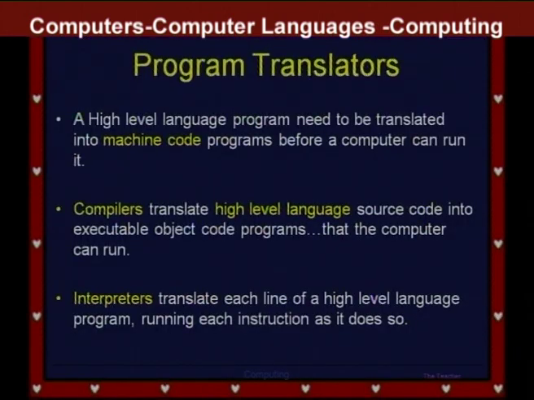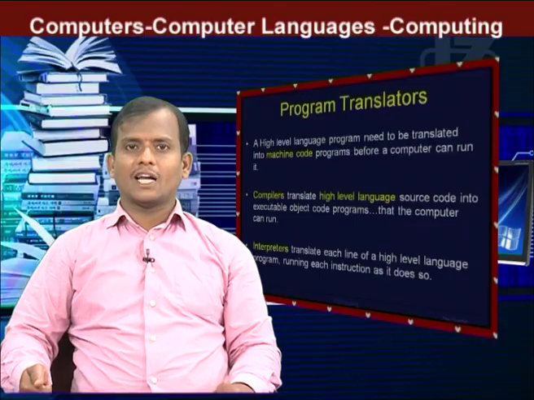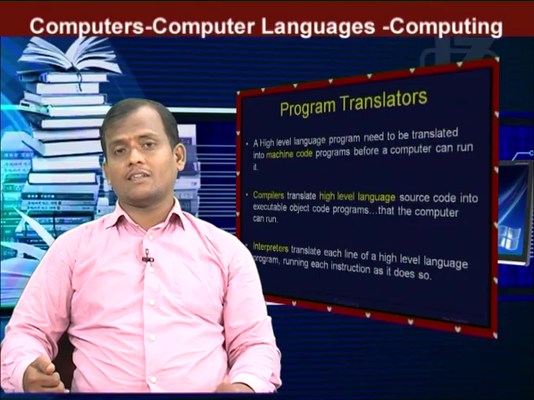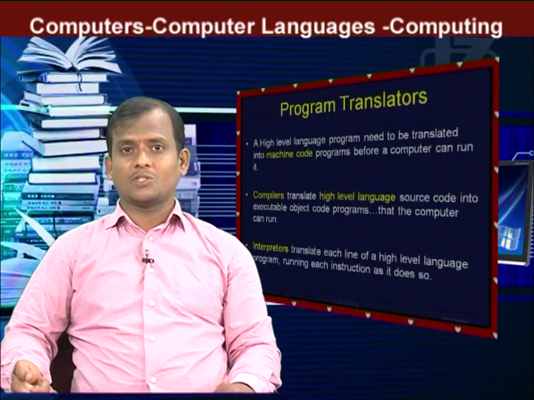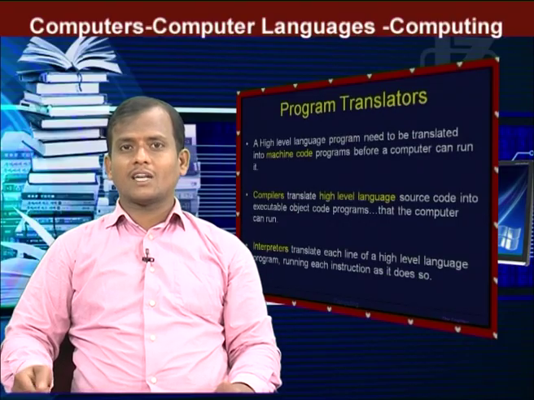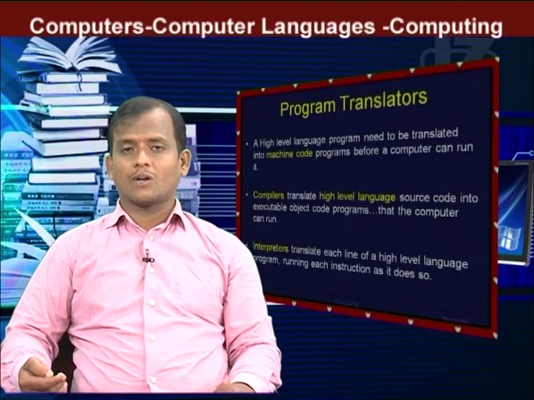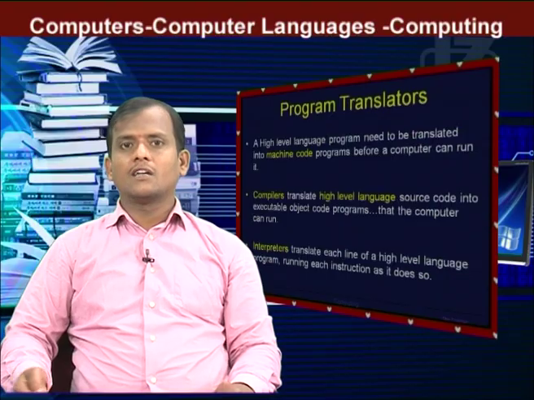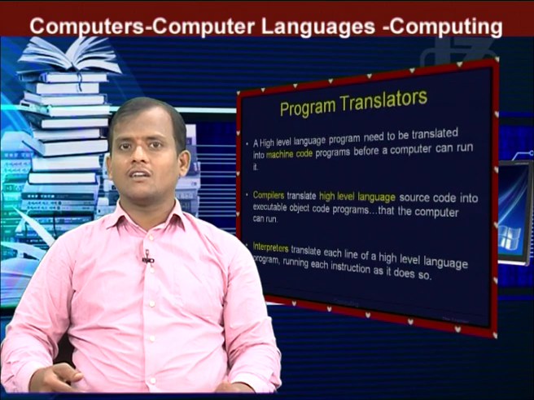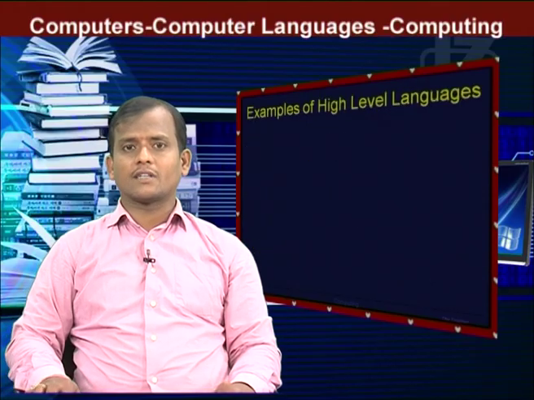Then the second question: if both are doing the same job, then what is the difference between compiler and interpreter? So compiler will convert the entire source into machine level language or object code, whereas interpreter converts each and every statement, or each and every instruction, to machine level language. Okay, that is the major difference between compiler and interpreter.